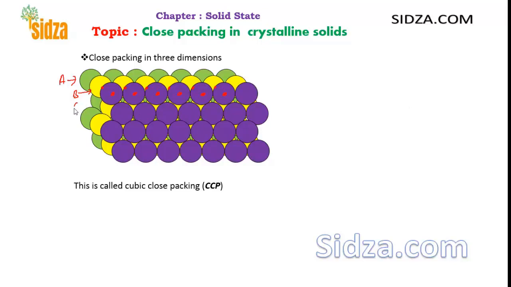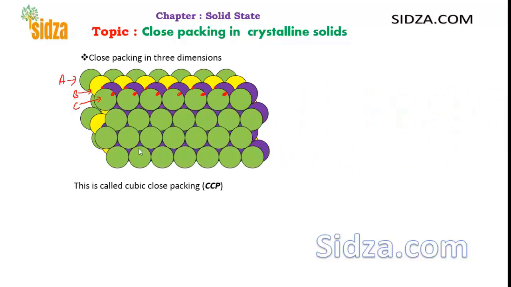The arrangement in the third layer is totally different from A or B, from the first layer and the second layer. That means the third layer has a different arrangement. It doesn't resemble the first layer or the second layer. And if I take a fourth layer of atoms that has an arrangement similar to the first one, then I can say the arrangement that you got here will be called an ABC type of arrangement, like this. Okay, so this is a cubic close packing.